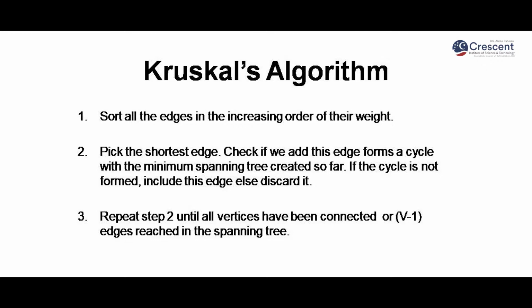First let us take the smallest weight edge, and then if we are adding this edge, we have to check if it is forming a cycle. Cycle is nothing but a closed path. If it is not formed, we can take the edge into the minimum spanning tree, else we have to discard that edge. This is the procedure. Step 2 is repeated again and again till all the vertices have been connected or V minus 1 edges are reached in the spanning tree. V is nothing but all the vertices in the graph.